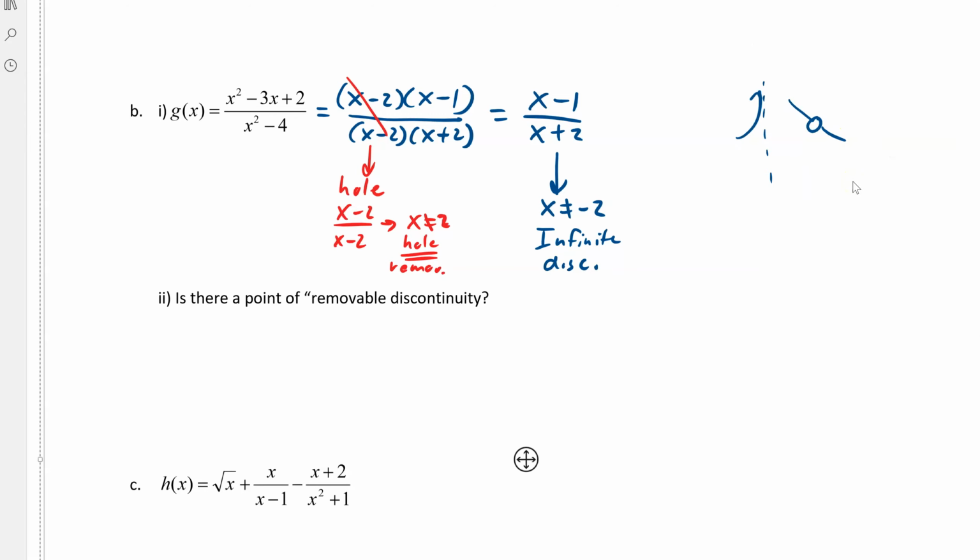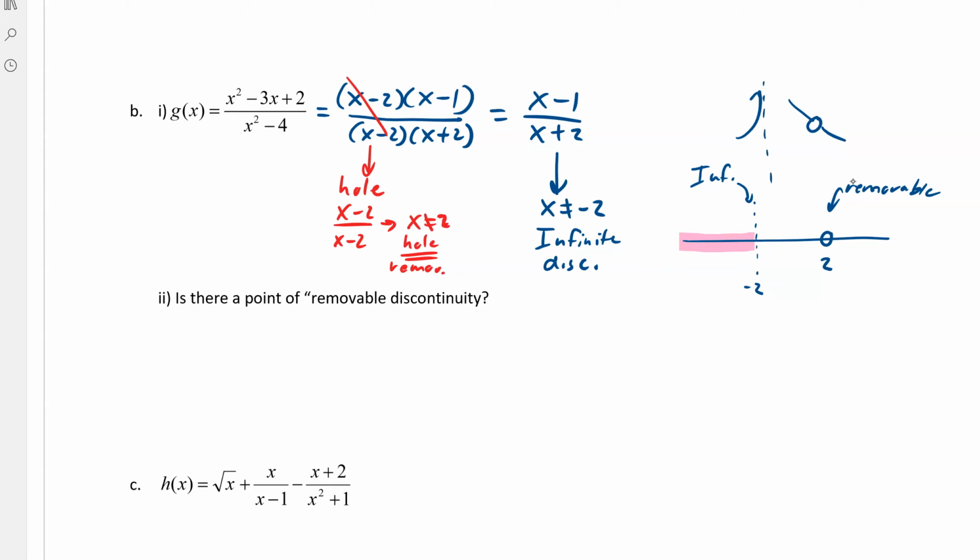So our interval that is continuous is we're going to have that same idea. You've got this vertical asymptote here at negative 2, and you've got this hole at 2. So we have our infinite, and we have our removable. And so everything else is good to go. So it is continuous here, and continuous here, and continuous here. So our interval for where it's continuous would be from negative infinity to negative 2, parenthesis, union, parenthesis, negative 2 to 2, parenthesis, union, parenthesis, 2 to infinity. So it is continuous on that interval.